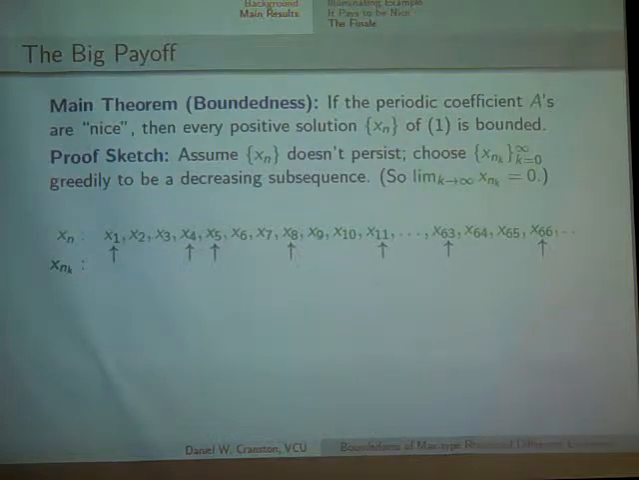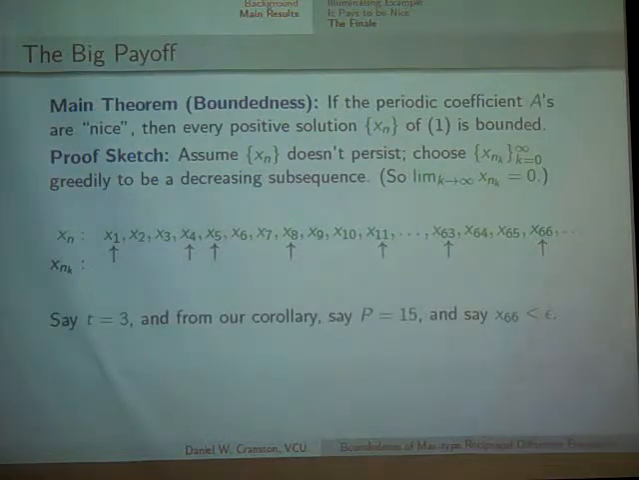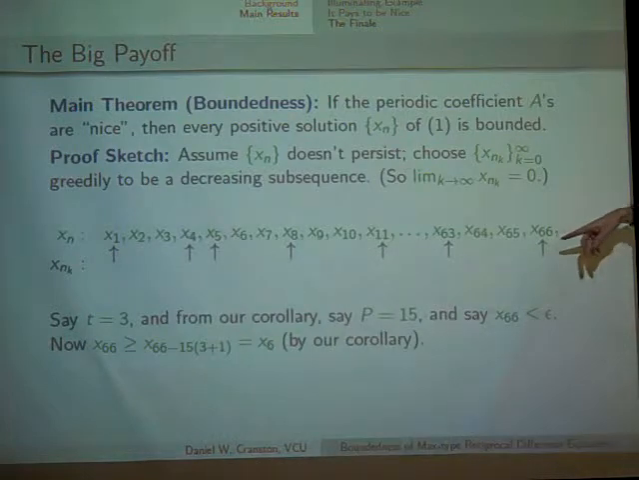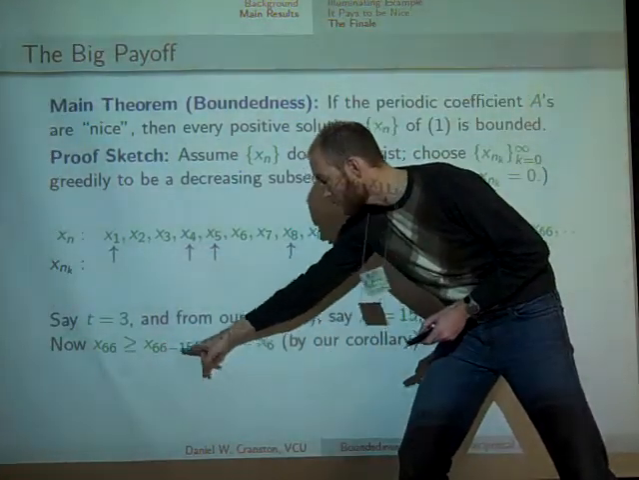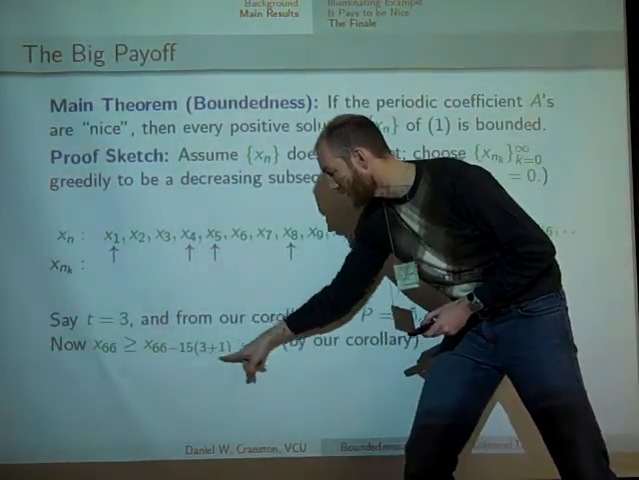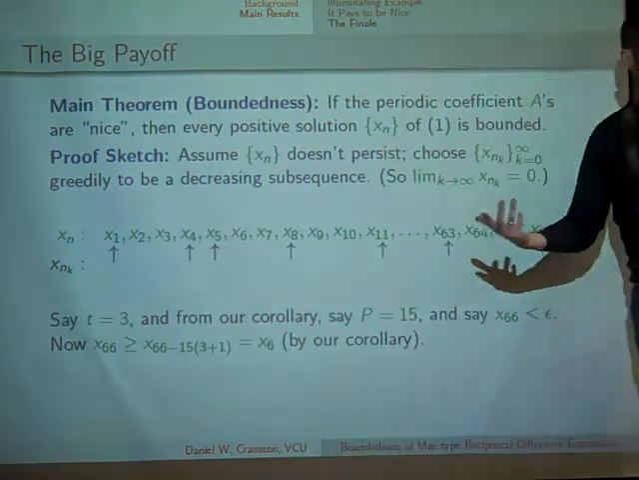Now, what we want to do is somehow get a contradiction. So here, again, t is 3, and from our corollary, we get out some p. So let's say p is 15. Okay, all right, and how do I start it? We look for the first term in this subsequence, as we're going out, that's less than epsilon. Okay? So now what do we know? We know from our lemma that x_66 is greater than or equal to x_{66-p}, this is the p, and this is 3 plus 1, the t plus 1.